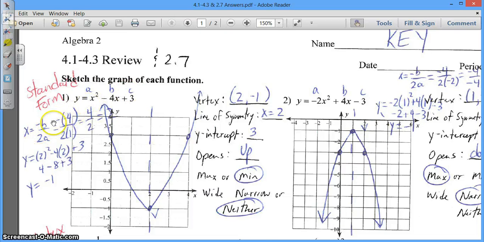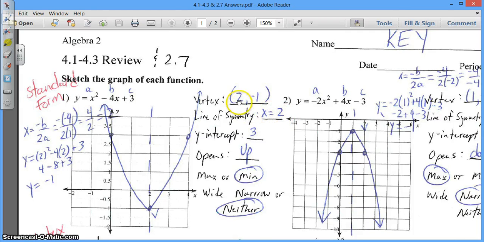So now I have negative b, which is negative 4, two negatives make a positive, so I'd have 4 over 2 times a. Well, a is 1. So 4 over 2 simplifies to 2. That's the x of my vertex right here, and the line of symmetry, x equals 2.